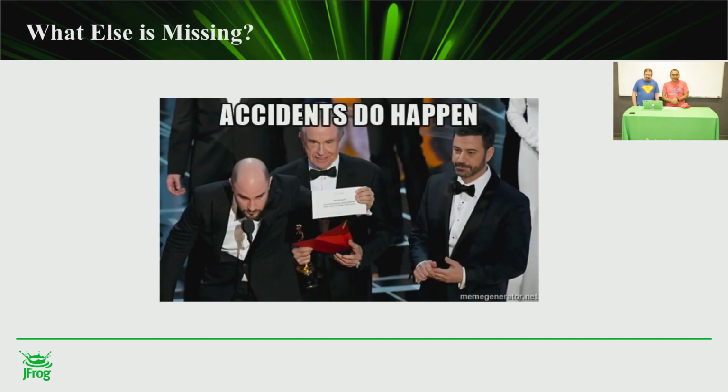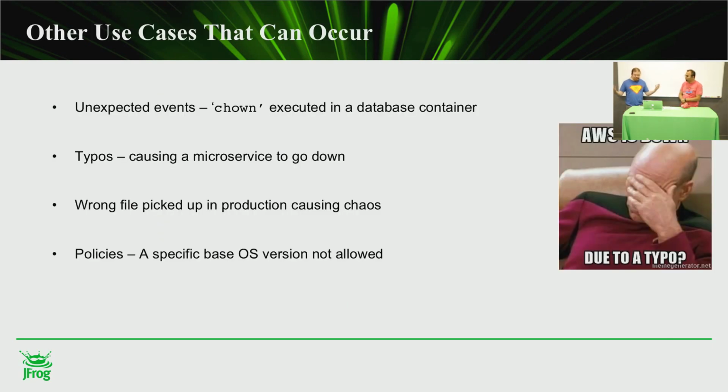Hints? Anyone? Yeah, well, I've been in this industry a while, and hopefully they're not quite as public as this one. Accidents do happen, and sometimes they are indeed as public as this one, as recently happened with AWS and their typo. Yep. So there can be unexpected events, like maybe a change of ownership executed in a database container, or maybe a typo, as Mark mentioned, causing a service to go down, right? Or maybe a wrong file picked up for production usage, right? So over here we are monitoring each and every dimension of the data available to us, right? Or maybe sometimes there are policies that, hey, maybe in my company a specific OS version is not allowed, right? So how do we monitor all the aspects of microservices?